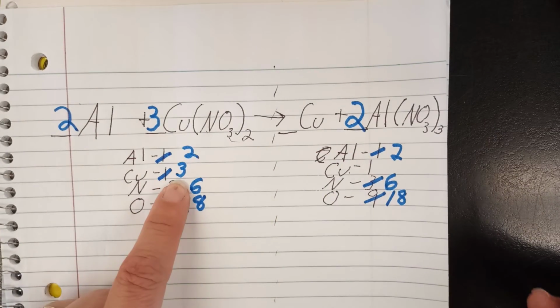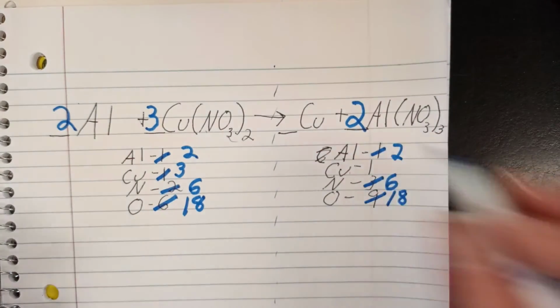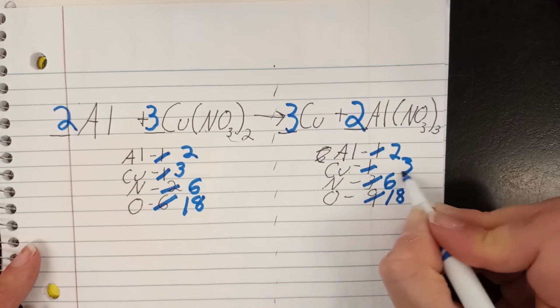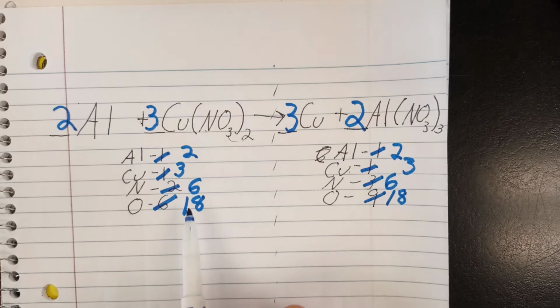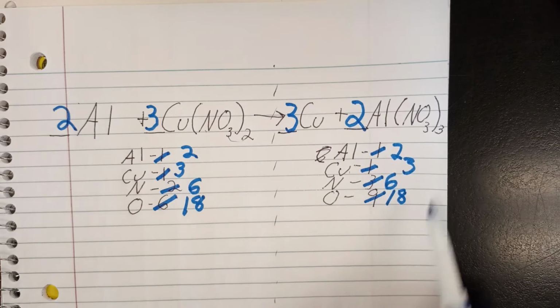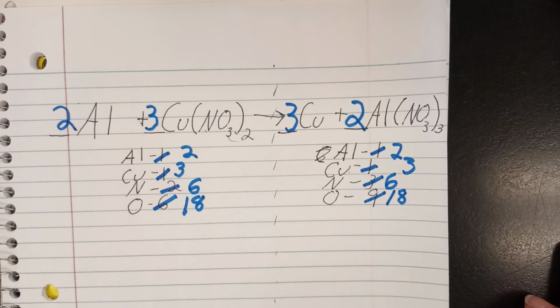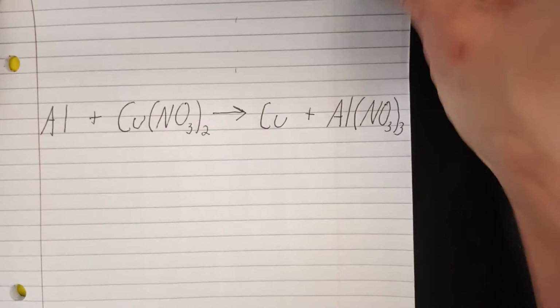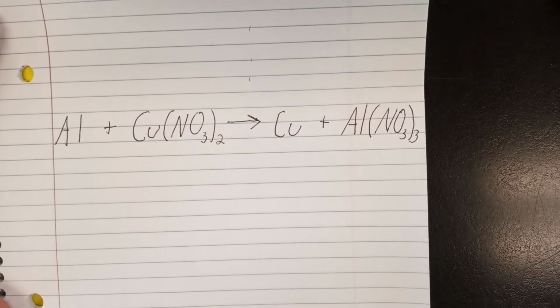And then I have 3 copper atoms here and only 1 here, so I'll need a 3 right here to fix that. Okay, now this 6 and this 18, they were really kind of a pain to calculate, and we didn't like to do that. So what we're going to do here is to solve this problem a second time, but this time I'm going to do it just a little bit different.